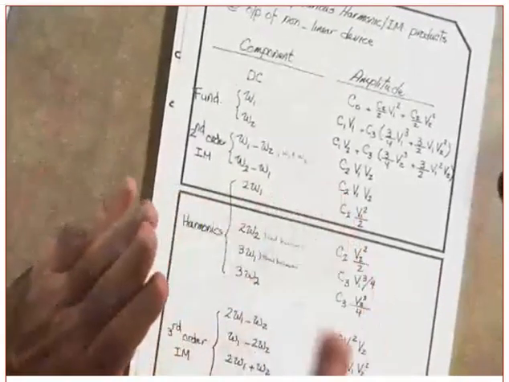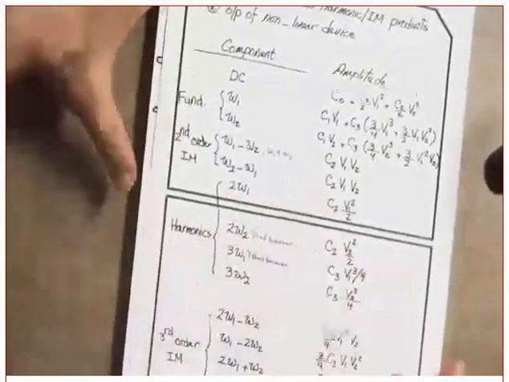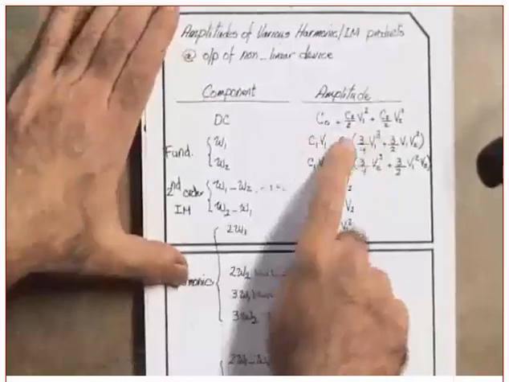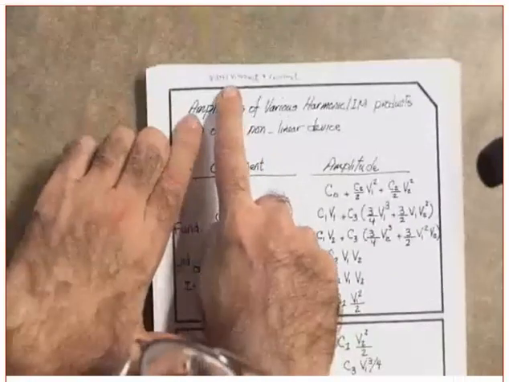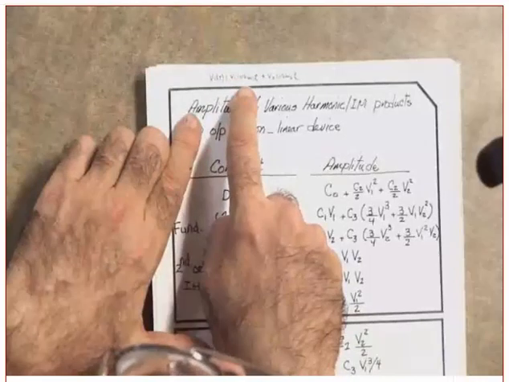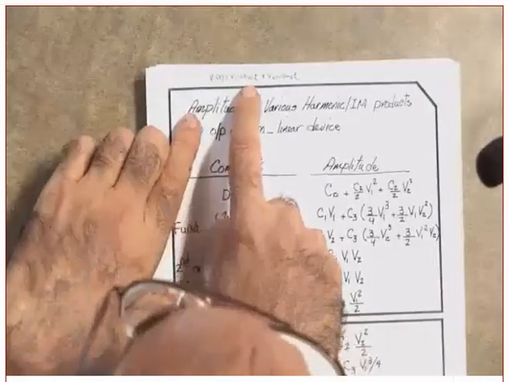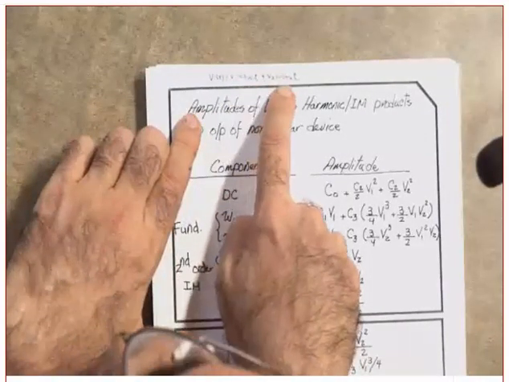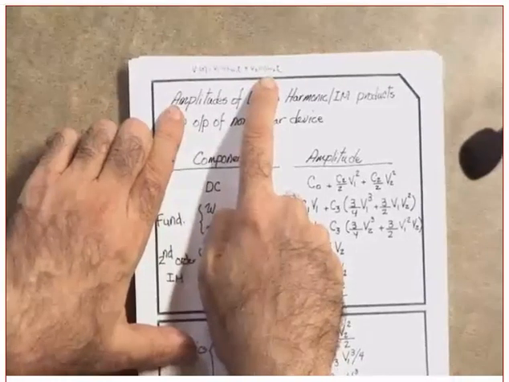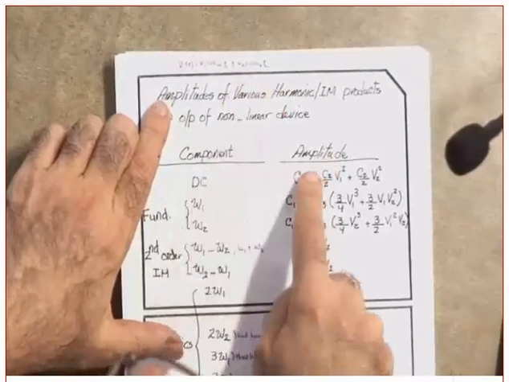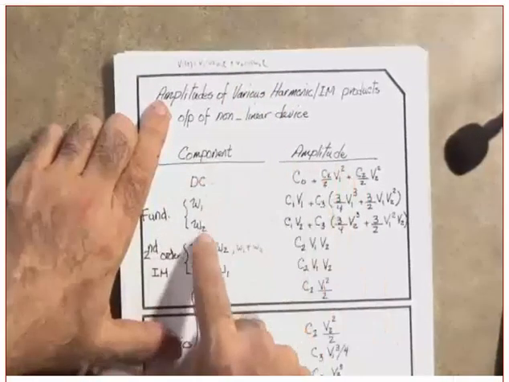Clear? Now, this table I wrote, I will post it and bring it with you to the midterm. Definitely. Midterm heavy on this. I already wrote the output here. So what did I apply? V1 cosine omega 1 t plus V2 cosine omega 2 t. Clear? These are the outputs: the DC, the fundamental.